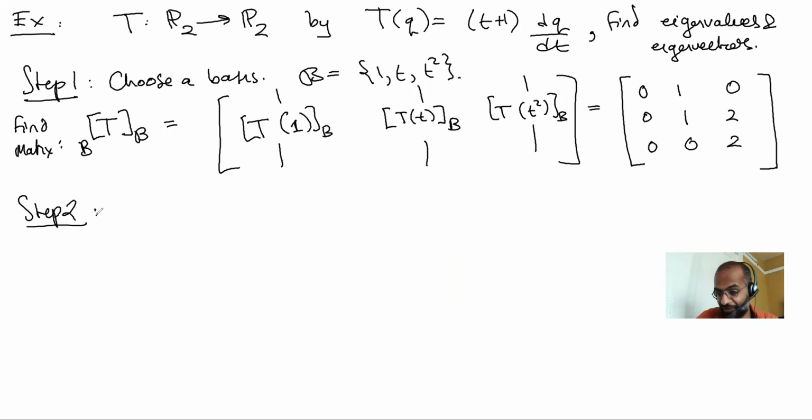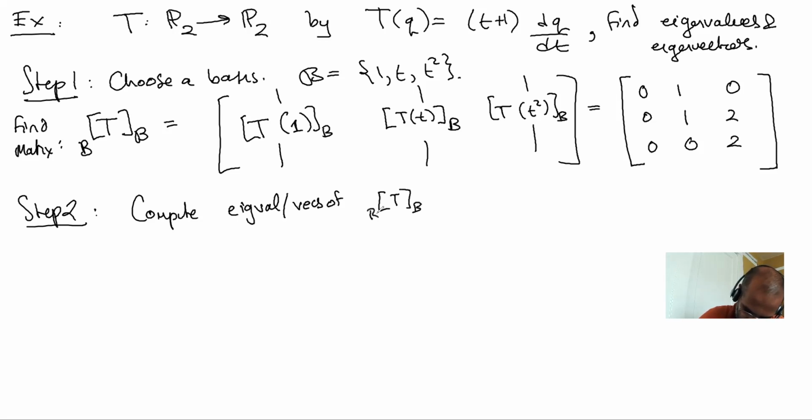And now step 2 is to find eigenvalues and eigenvectors of this matrix. Let's just call it A to save notation. So, okay, what's the characteristic polynomial? Well, it's an upper triangular matrix, right? It's particularly easy in this case. The matrix is upper triangular.